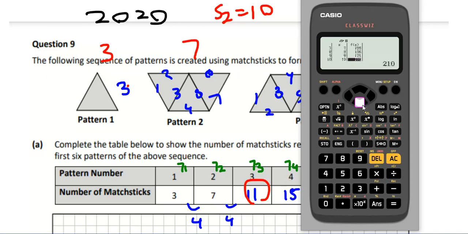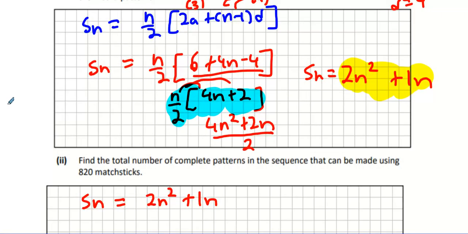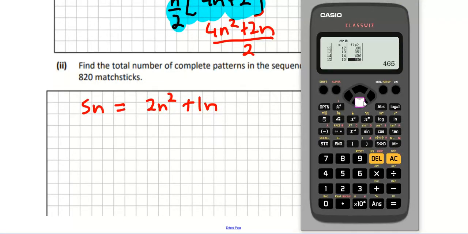Now you can keep going until you see the number you were looking for. What number were you looking for? You were looking for 820 matchsticks. So you just keep going downwards.